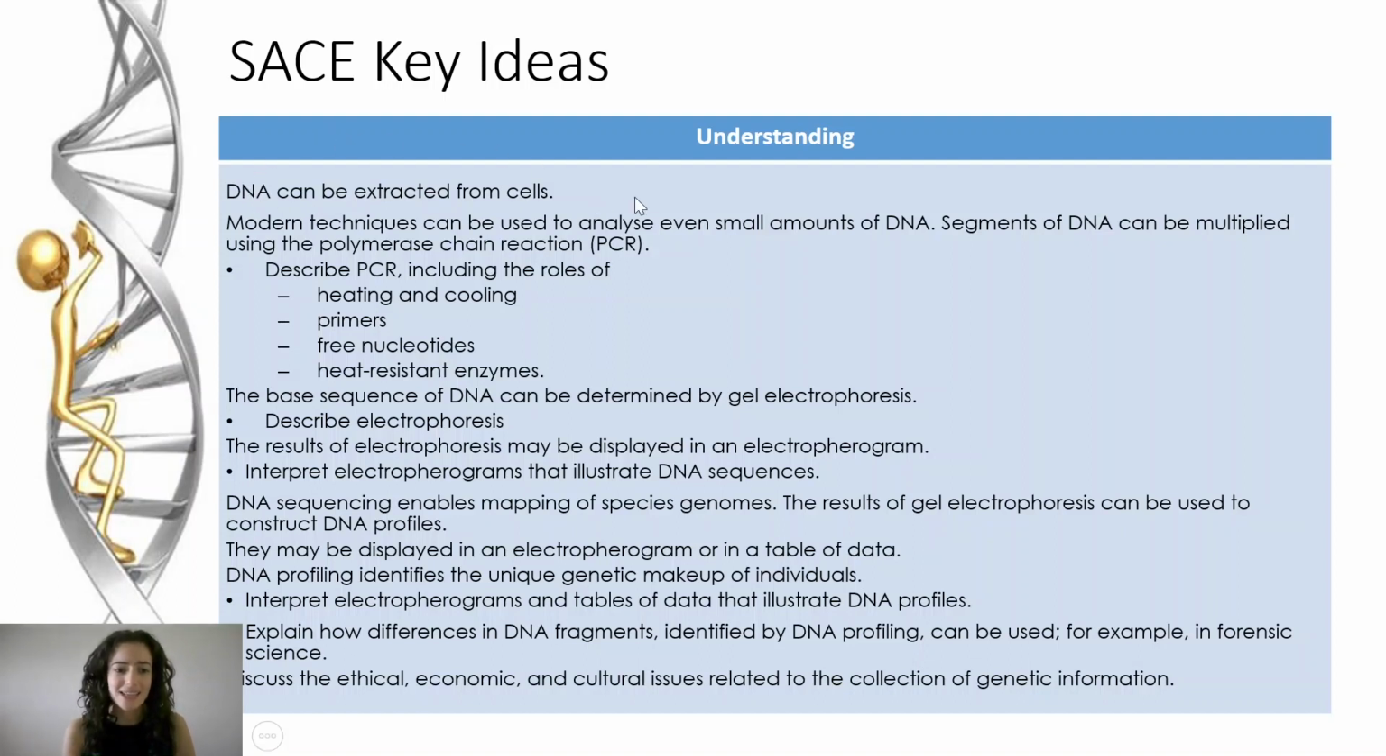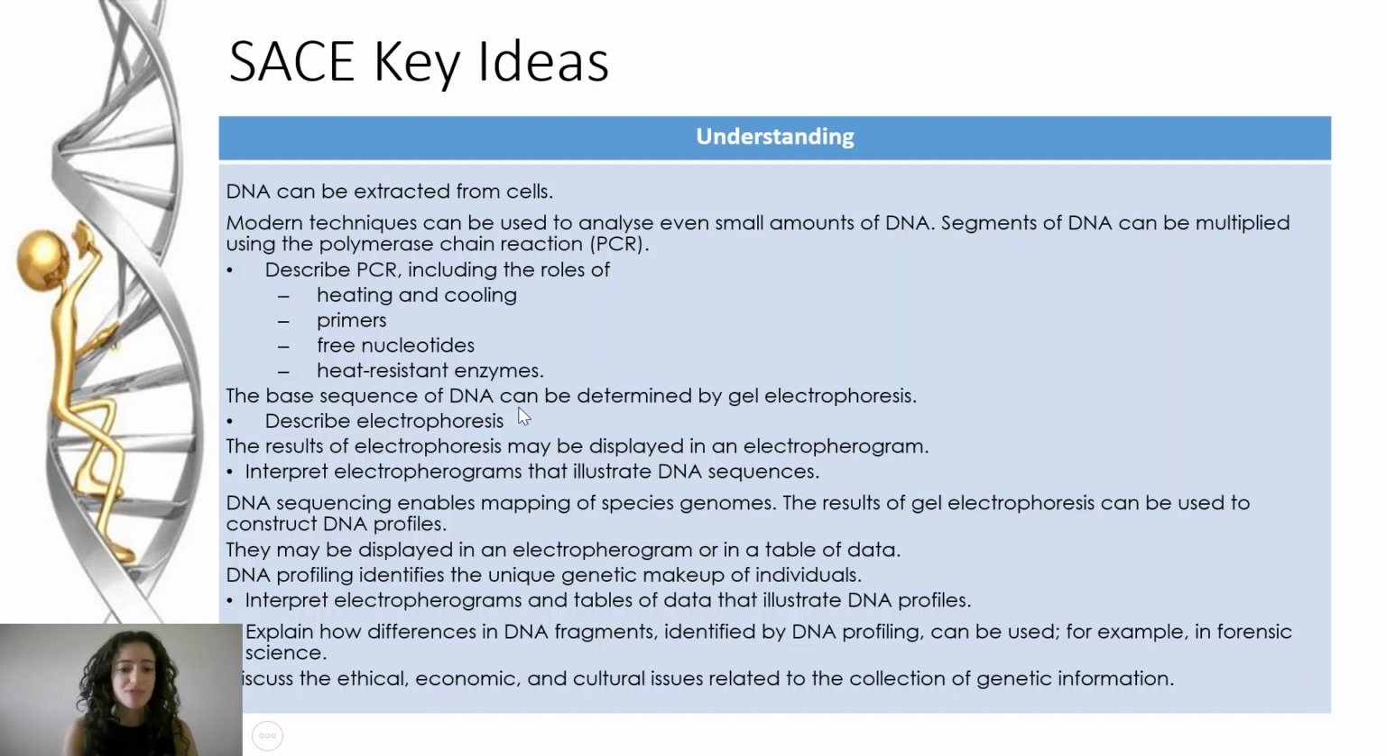So you need to understand that DNA can be extracted from cells and that modern techniques can be used to analyze even small amounts of DNA. Segments of DNA can be multiplied using the polymerase chain reaction, PCR. And you might have heard of PCR to do with COVID tests. So COVID tests, the ones where you have to go and get the nasal swab, are called PCR tests. And so we're going to look at what that actually means and what they actually do in that process.